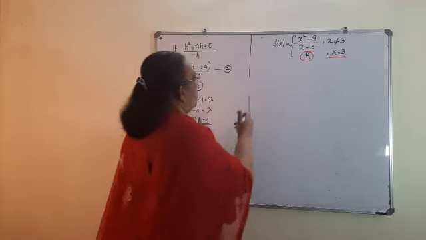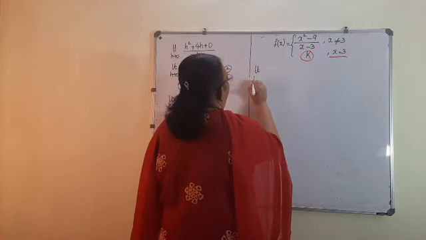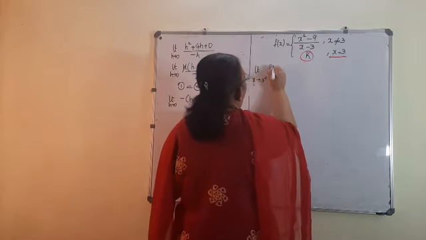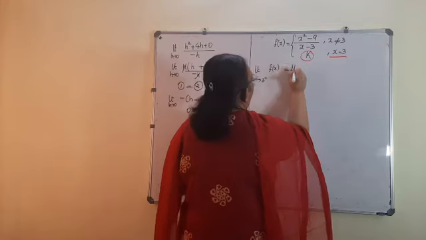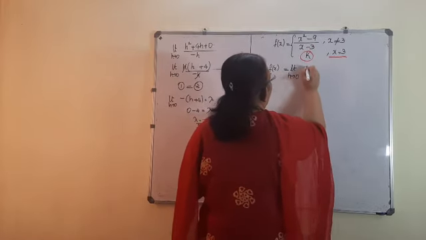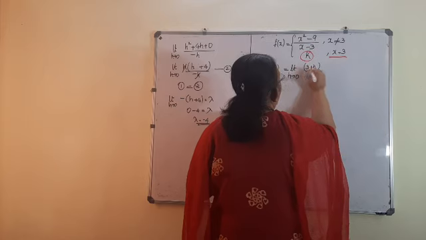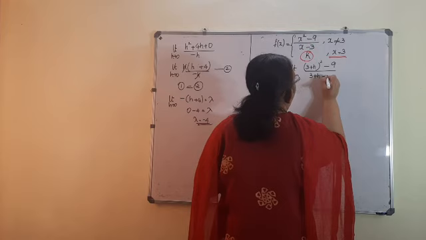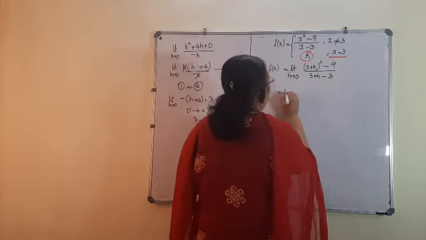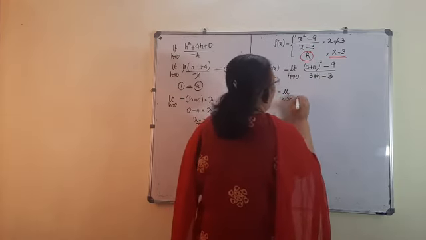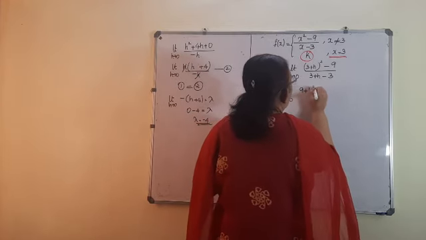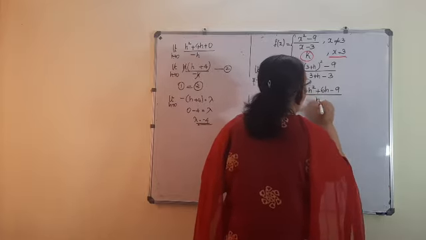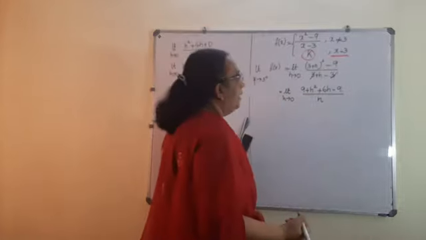Limit of x tending to 3 plus f of x is equal to limit of h tending to 0, (3 plus h) the whole squared minus 9 divided by 3 plus h minus 3, which is limit h tending to 0, 9 plus h squared plus 6h minus 9 divided by h. Plus 3 and minus 3 cancel.